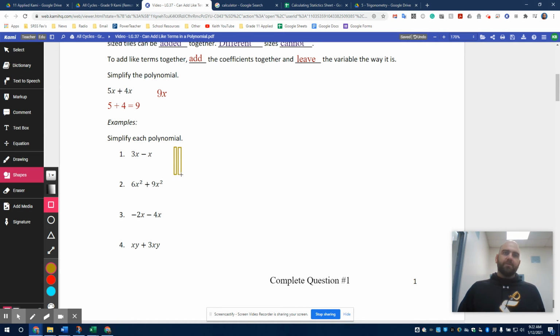So let's say, and I'm going to try to do as best I can here, we have 3 positive x's and we have 1 negative x.